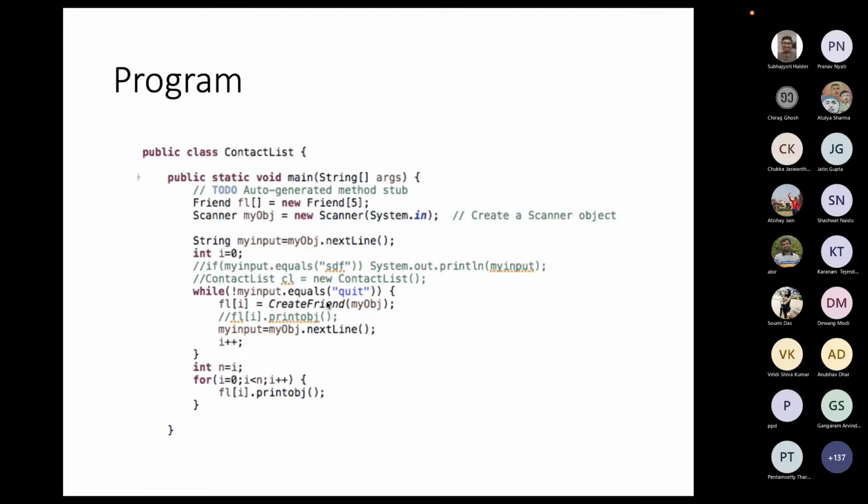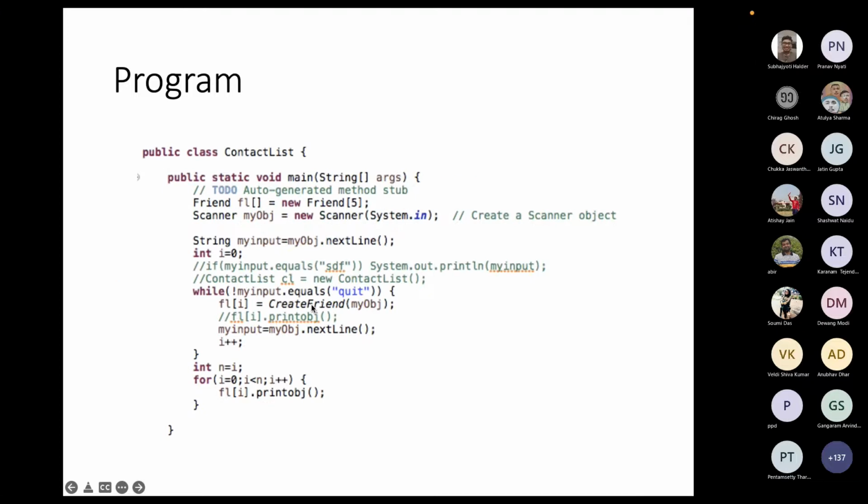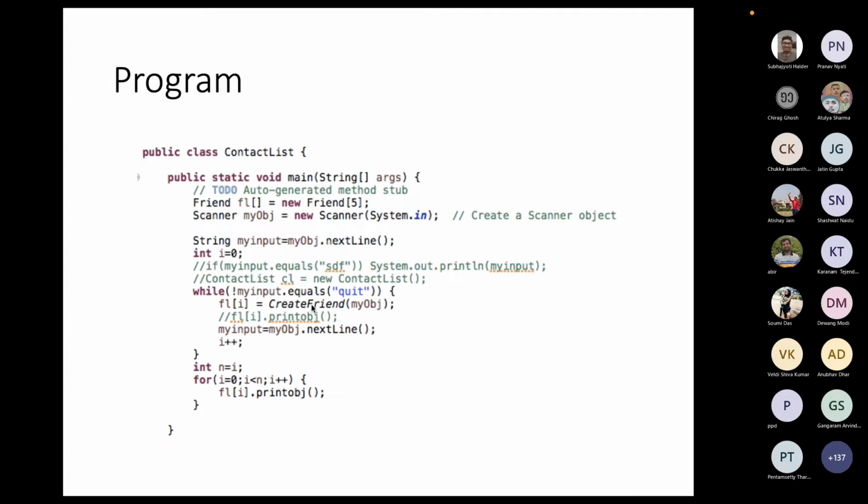Otherwise, suppose you are outside the contact list class, you can simply say contact list dot create friend, and you will be able to access it. So class name dot the method. For a static method, you can access it simply by using the class name. Or if you are inside a member function of the class, this is like another member in the same class, so you can just say create friend and it will work.